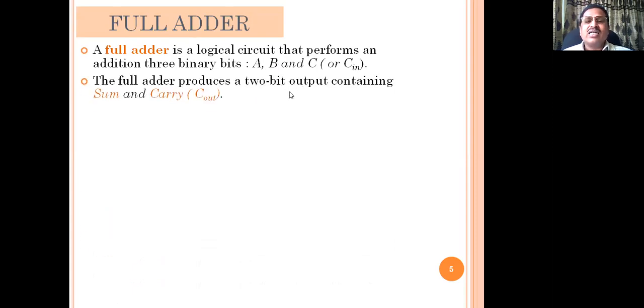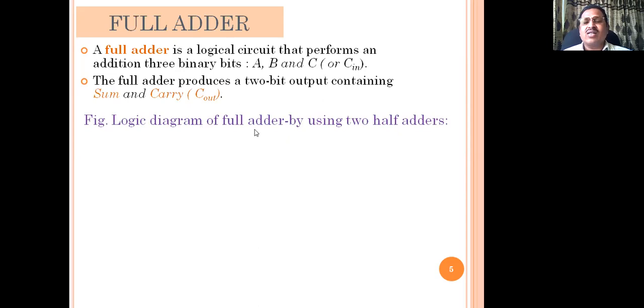Then the result of addition of 3 binary bits can be of 2 bits, out of which one is the sum and another one is the carry. Carry is also called C out or carry out. Right? Let's see here the construction of a full adder logic circuit by using 2 half adders. Very easy to understand here.